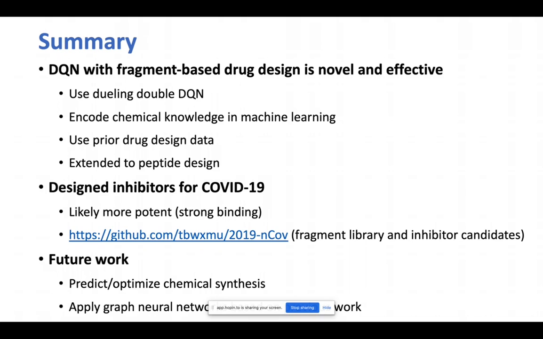And also we encode chemical knowledge in machine learning. And also we grow the fragment one at a time instead of one atom at a time. This has not been done by other methods. We also use previous drug design data, that is 300 compounds from SARS drug design. So this gives us a better basis for drug design.